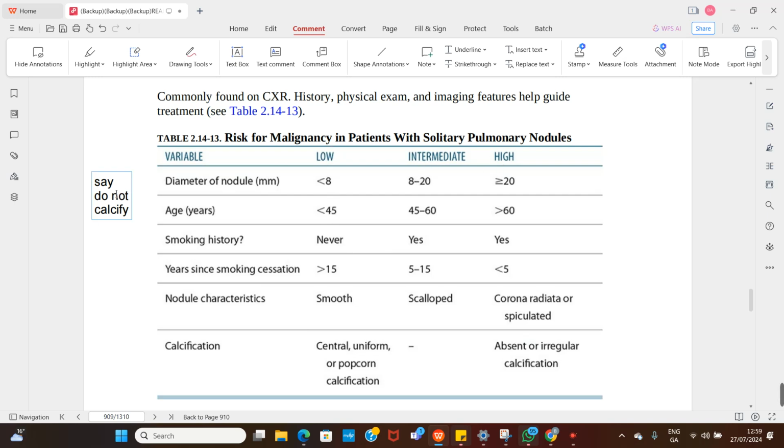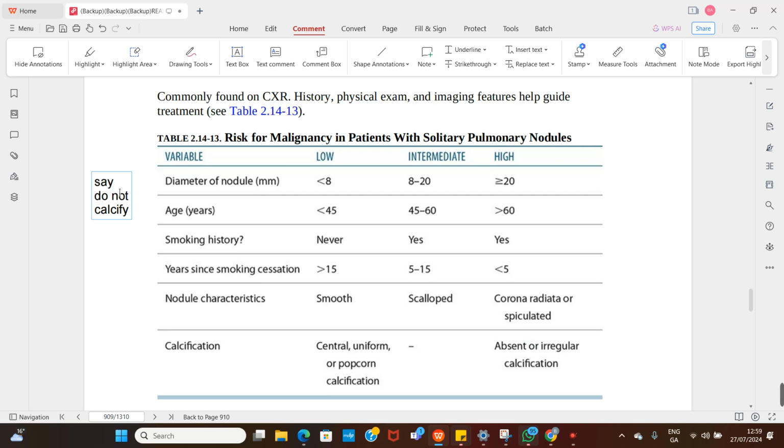Okay. Your next is your H. What is the H? How old are you, sir? Your working range is 45 to 60. So if the person is between 45 and 60, you put the person in the intermediate category. That's the way to remember it. Your working range is 45 to 60. If the person is more than 60, the person is under high. If the person is less than 45, the person is under low.